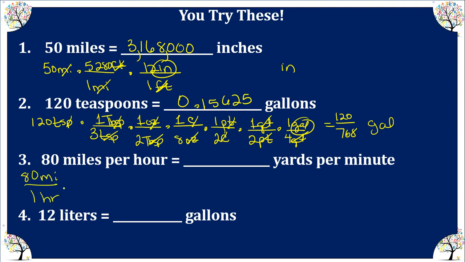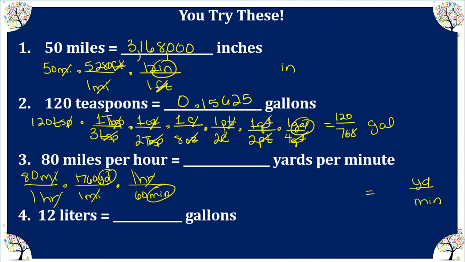Okay, now 80 miles per 1 hour, and we want to go to yards per minute. So let's deal with the miles first, and we're going to yards. There is a conversion. I'm going to look at my little sheet: 1 mile equals 1,760 yards. So that was one nice conversion factor that we only had to use. Now let's do hours to minutes. We know 1 hour is the same as 60 minutes. And wow, we're done with that. So we have yards per minute.